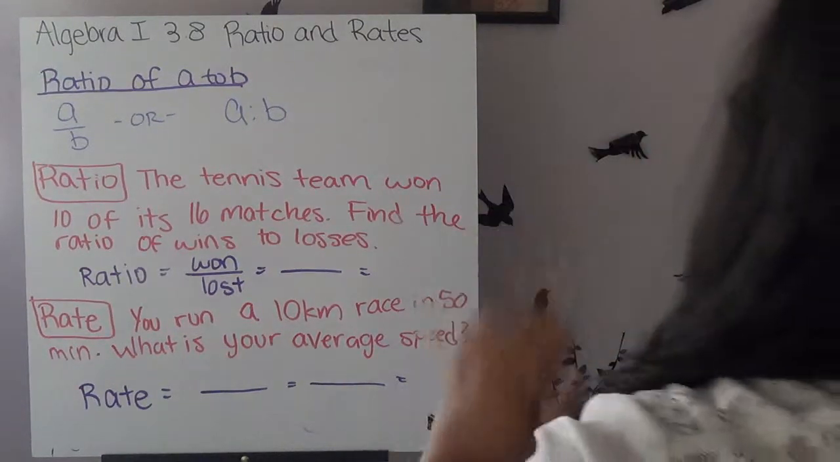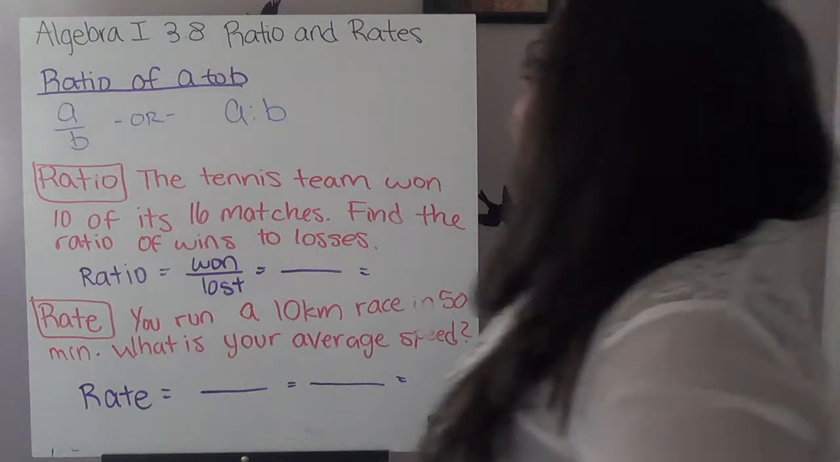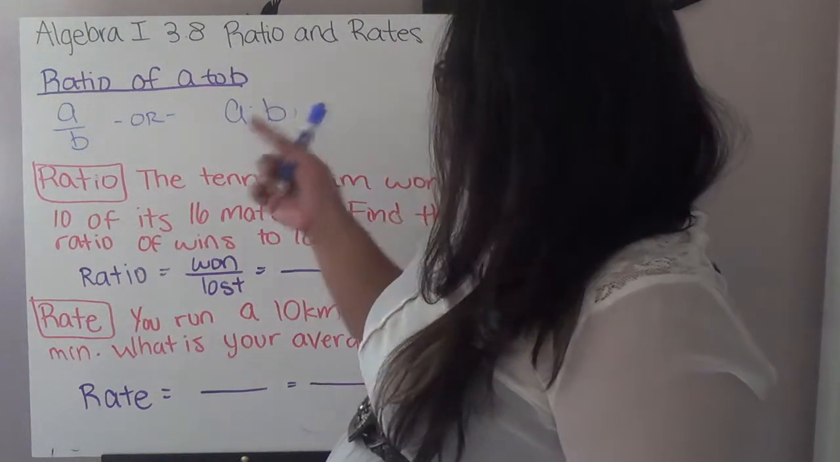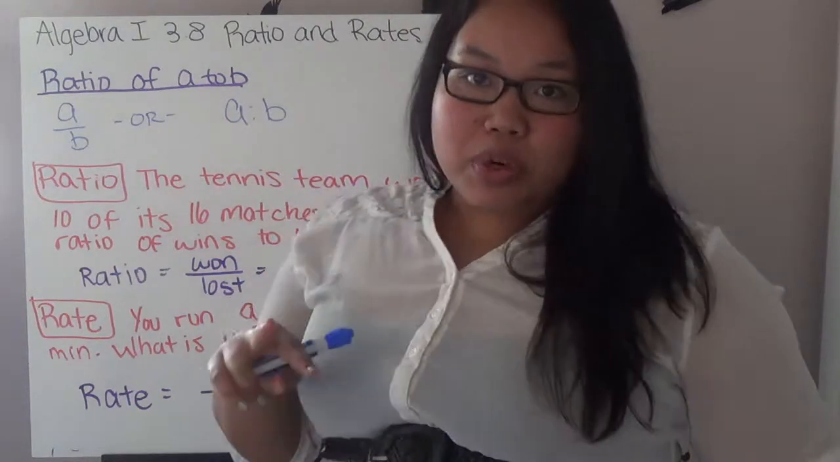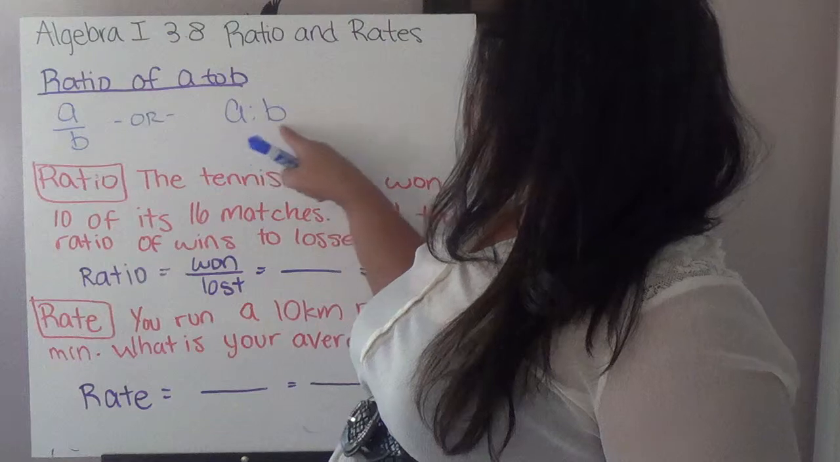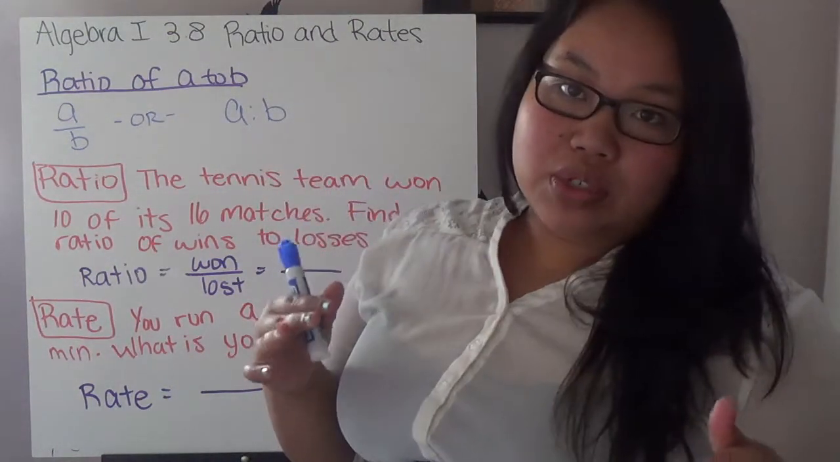Algebra 1, Section 3.8, we're dealing with ratios and rates. A ratio is basically a comparison between two numbers. I can write it as A to B, as we say it, A to B. So, two numbers and how they relate to each other.